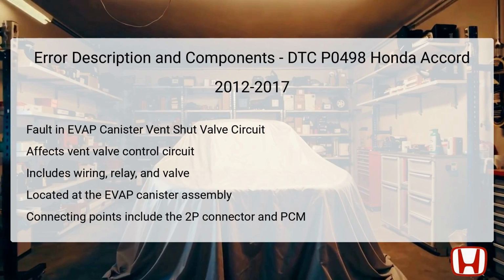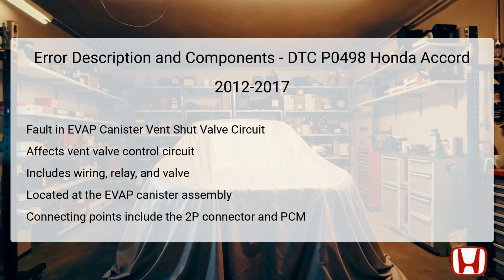DTC P0498 indicates a low voltage issue in the EVAP canister vent shut valve circuit within the Honda Accord's EVAP system. This fault involves the electrical circuit controlling the vent valve, which is found near the fuel tank area, specifically integrated into the EVAP canister assembly.